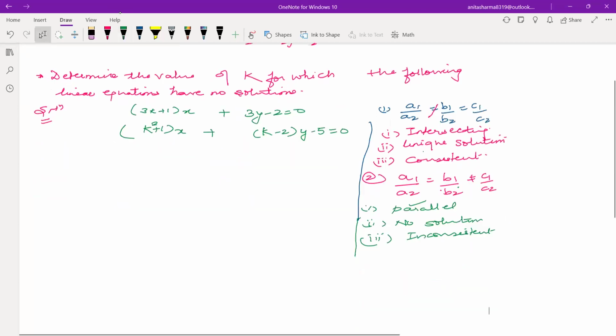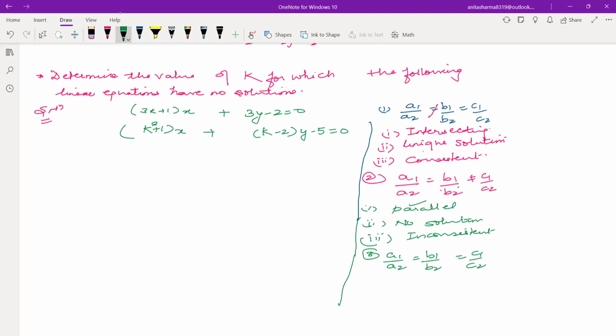And the third is, if all three ratios are equal, Kashvi, the lines will be coincident. Yes, very good. And then the solution? Infinitely many solutions. Yes, very good. And what about the system? Consistent. Yes, consistent.